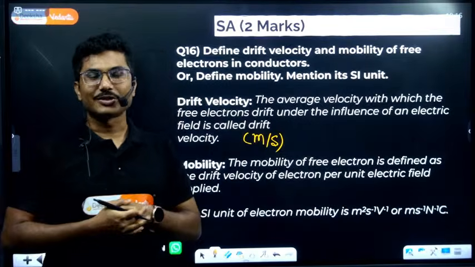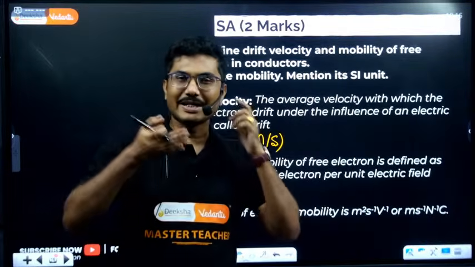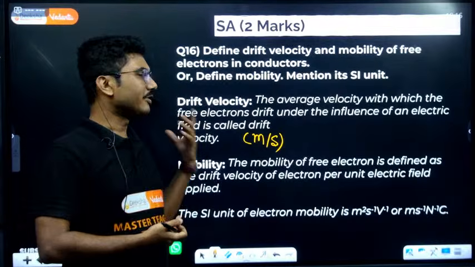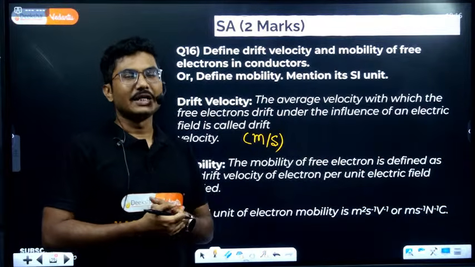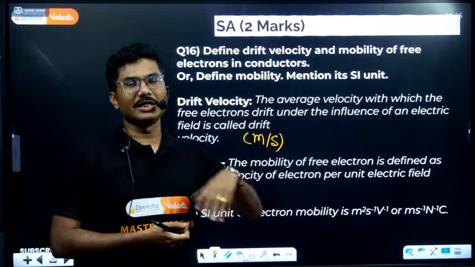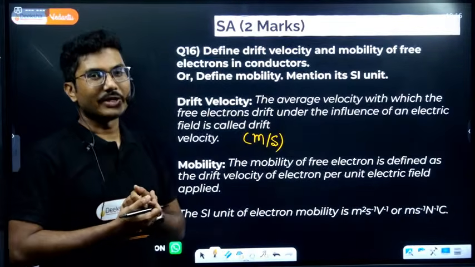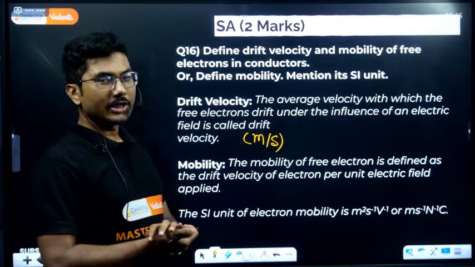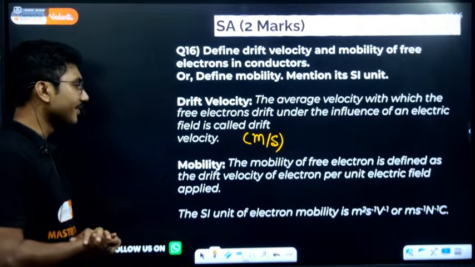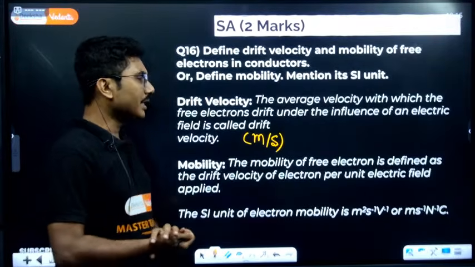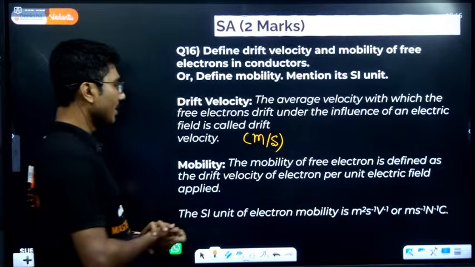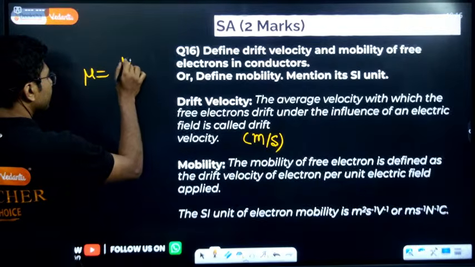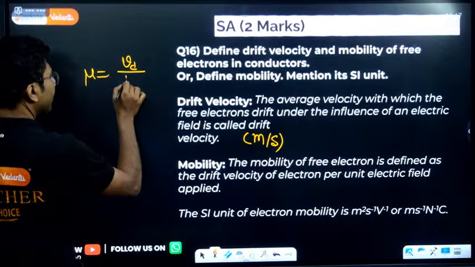Electrons are actually moving in the presence of an electric field. In the absence of an electric field, drift velocity is 0. Electrons do not drift in the absence of an electric field. If there is an electric field, then only electrons drift, and then you get a drift velocity in meter per second. Mobility: mobility of a free electron is defined as the drift velocity of the electron per unit electric field applied. So mobility is drift velocity per unit electric field.